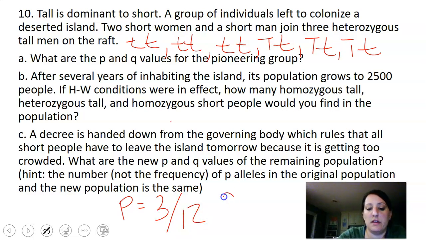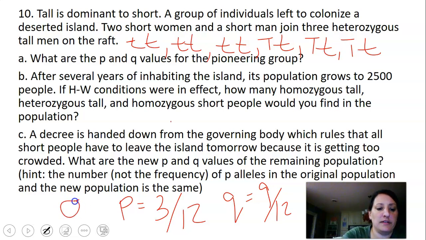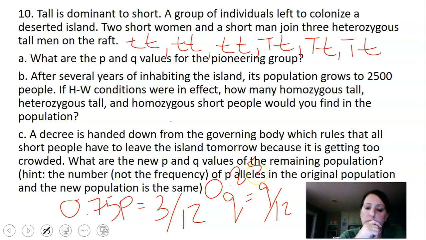And then we can do the same thing for Q. Q is going to equal 9 over 12. And so the frequency of P is 0.75. So if we do that math, it's 0.75. And the frequency of Q is going to be 0.25. Okay, so there's the answer to the first question.